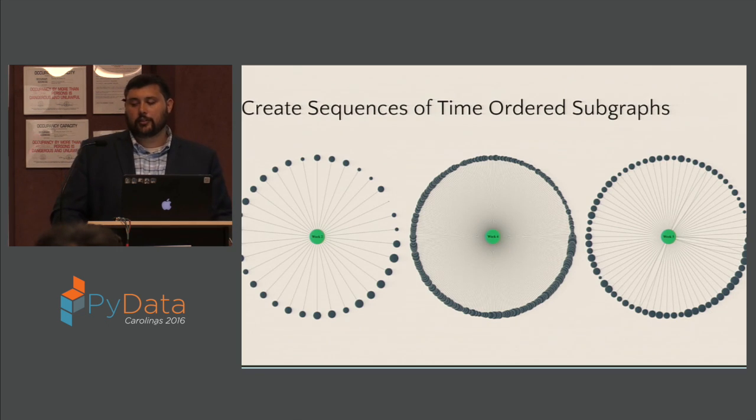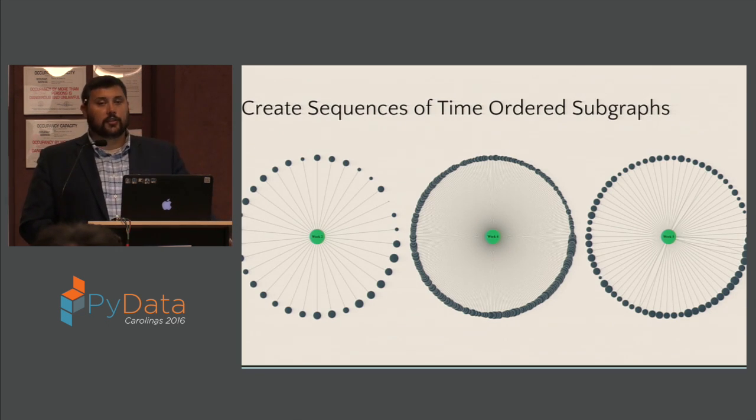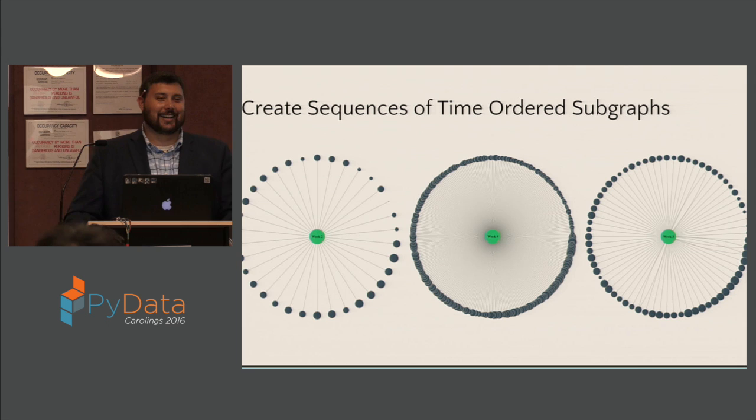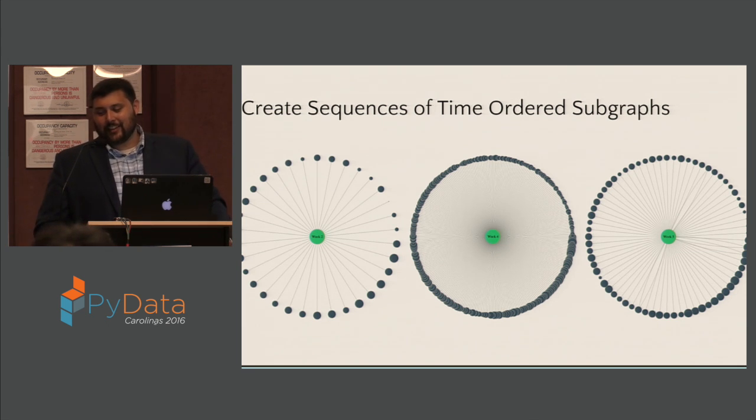Well, to do that, you have to create sequences of time-ordered subgraphs. So here is week 2, week 4, week 5. What happened to week 3? Turns out that the server crashed on week 3, and so we lost all of the documents from week 3, or at least it didn't get anything.